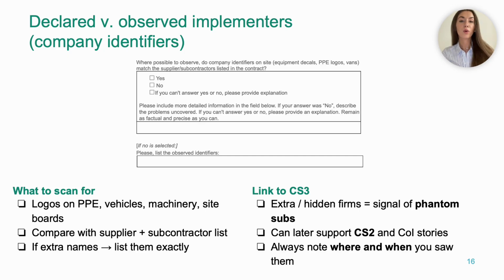This field can also support Corruption Scheme 2. If later the road crumbles or the drainage fails, you know which hidden company was actually on site. It's much easier to understand where the quality problem came from. And if those mystery companies belong to local officials or to the project designer, the same observations feed into conflict of interest concerns. Again, you don't need to label anything as illegal, you just need to make sure that the gap between declared and observed implementers is clearly recorded.